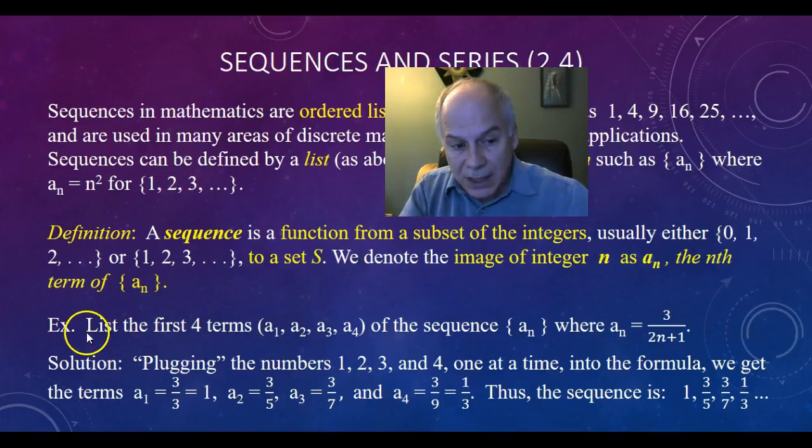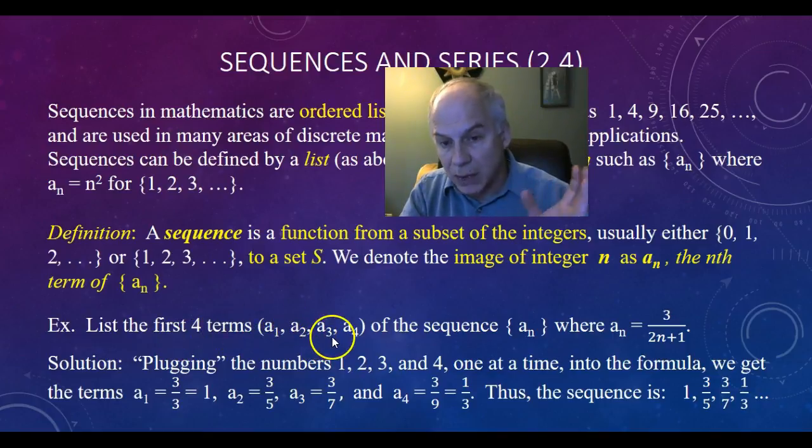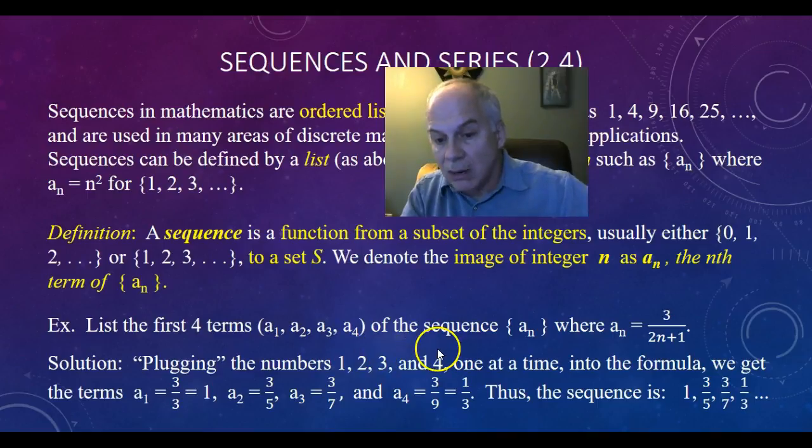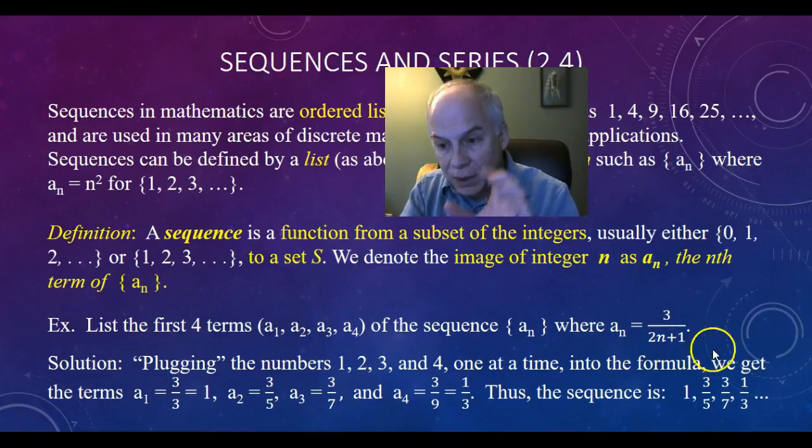So in the example, list the first four terms, which would be a1, a2, a3, a4, of the sequence a sub n, where a sub n equals 3 over 2n plus 1. All right, so we have a little formula for figuring out what any term is. All we got to do is plug in the n. So we plug in the numbers 1, 2, 3, and 4, one at a time, into the formula.